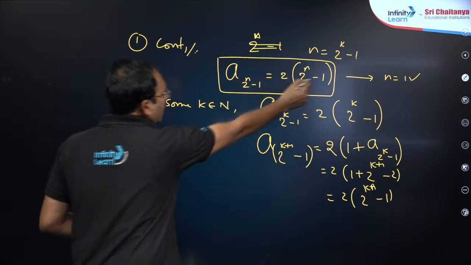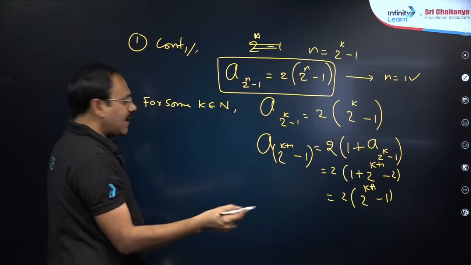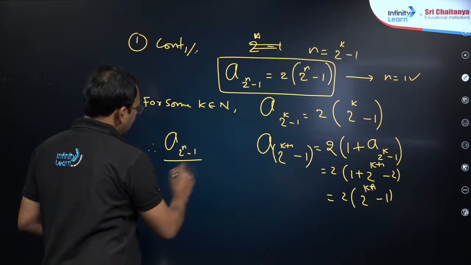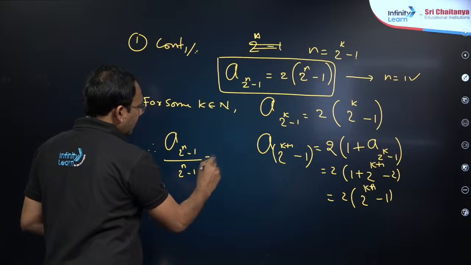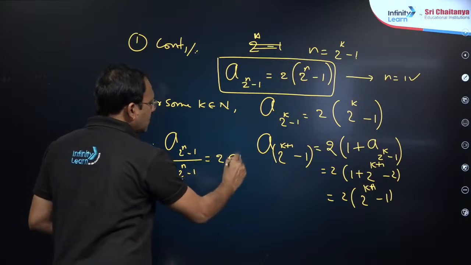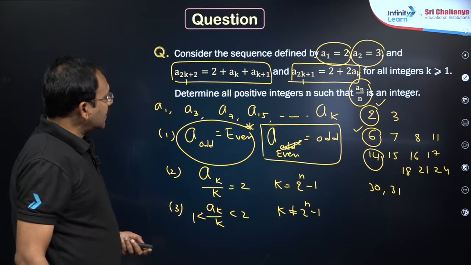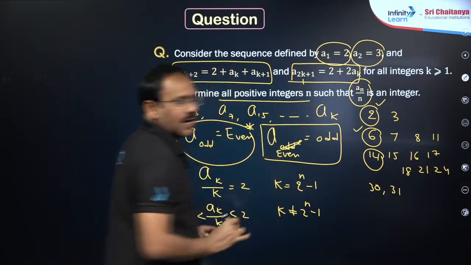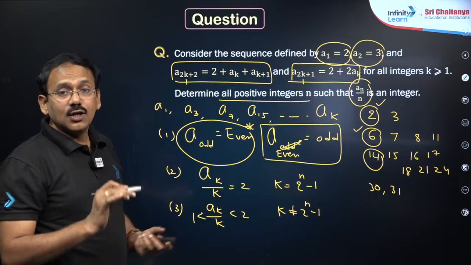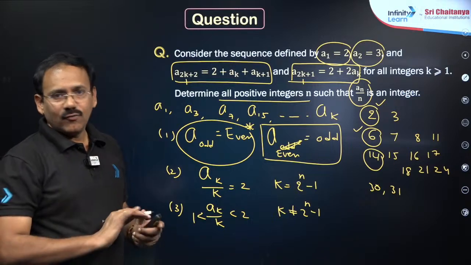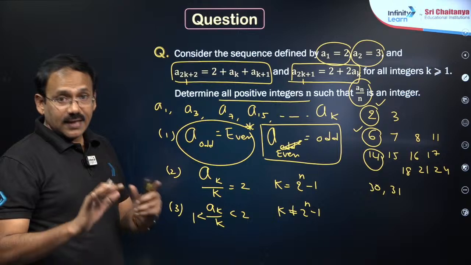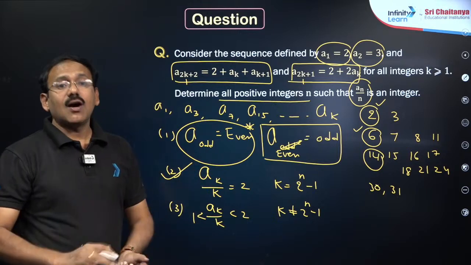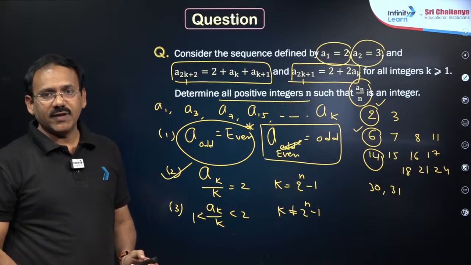Then that means a k by k is 2, and hence I can say a of 2 power n minus 1 by 2 power n minus 1 is equal to 2, an integer. That means, since he is asking us to determine all positive integers n, n is of the kind 2 power lambda minus 1. This is correct. The next, my dear friend, that means I have proved this case, and the question is, are there any other integers also satisfying this?